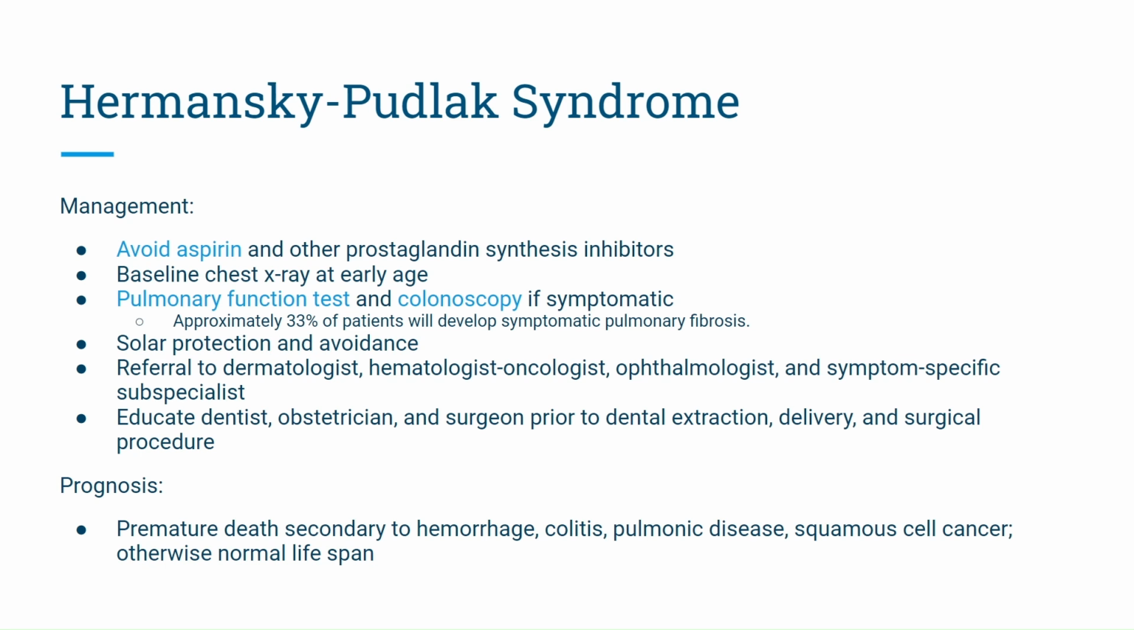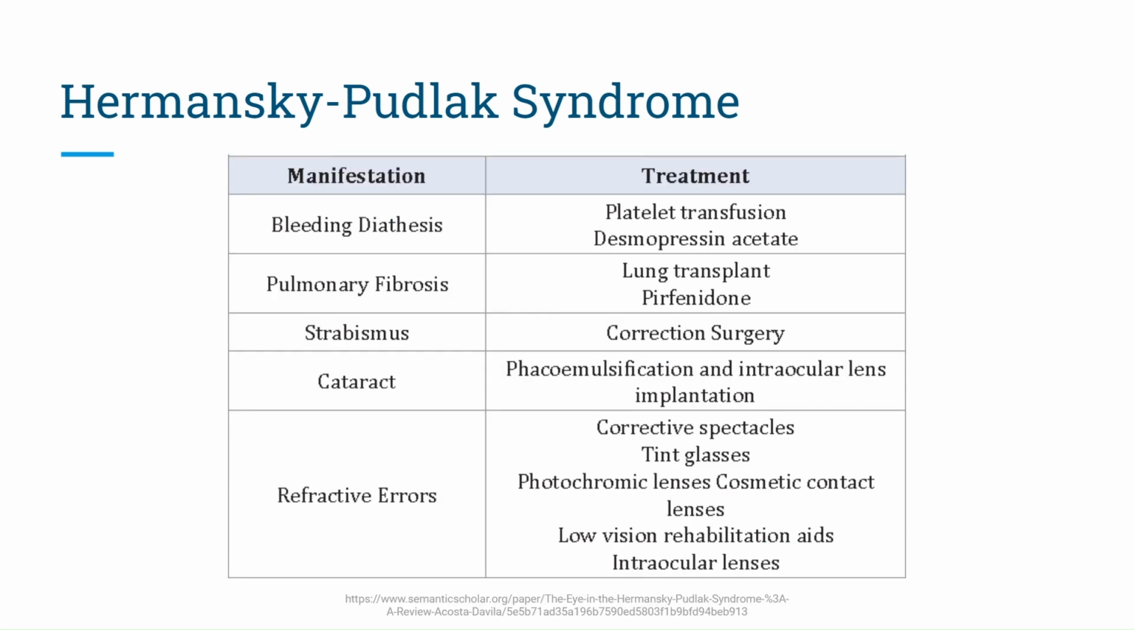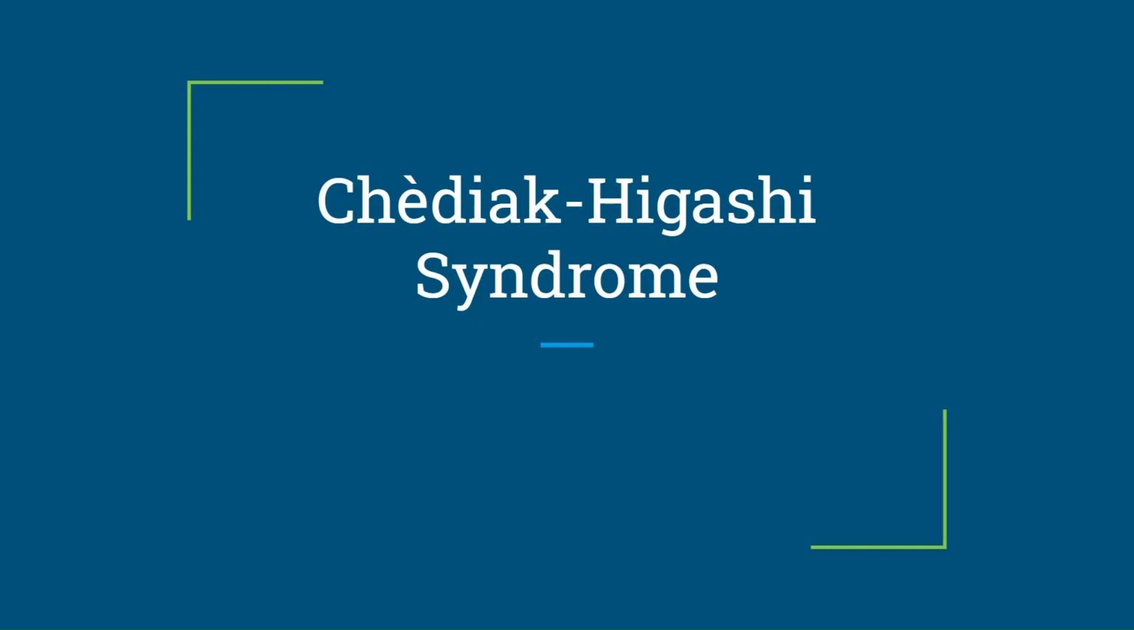You're going to need to see a dermatologist, hem-onc, ophthalmologist as well, especially if you have the eye findings. And then let everybody know that may or may not do some sort of surgical procedure on you. You will have some issues bleeding. Usually, if you do have a complication from this, it is a hemorrhage, colitis, pulmonic disease, or an aggressive skin cancer like squamous cell. So here's another photo just about some of the downstream complications from Hermansky-Pudlak.